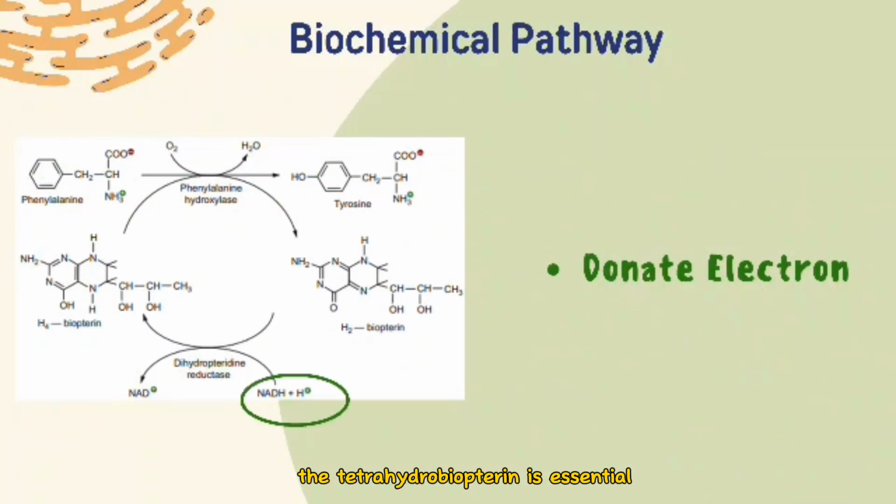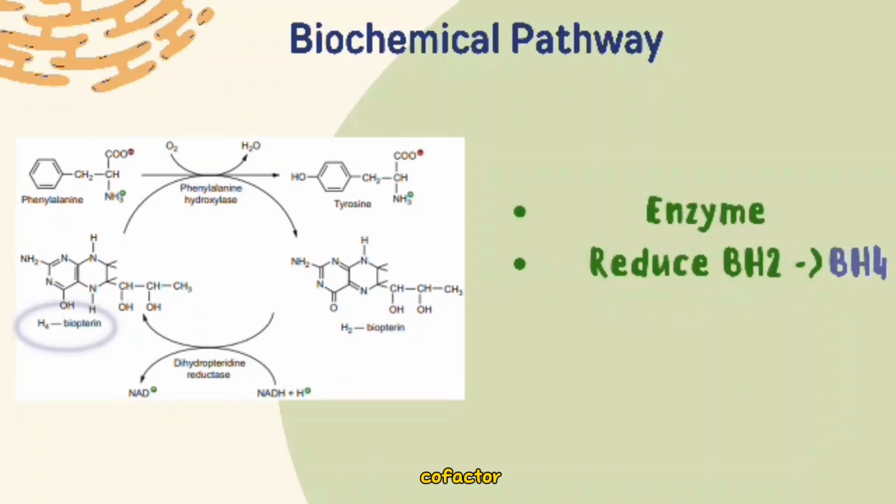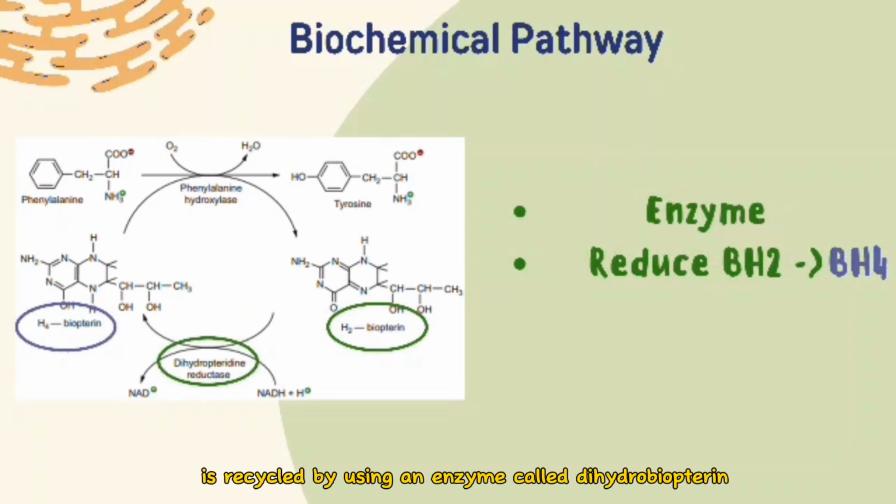The tetrahydrobiopterin is essential to be present during the process, which is why NADH is used to donate electrons to dihydrobiopterin to develop tetrahydrobiopterin again. The cofactor is recycled by using an enzyme called dihydrobiopterin reductase to reduce the dihydrobiopterin to tetrahydrobiopterin.